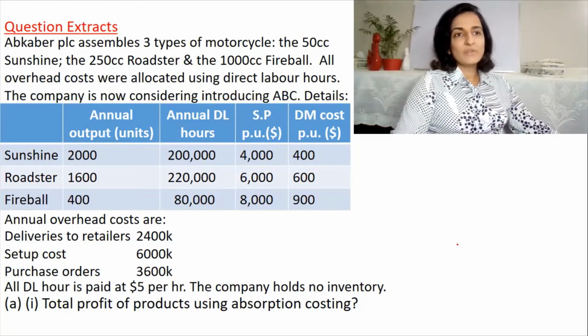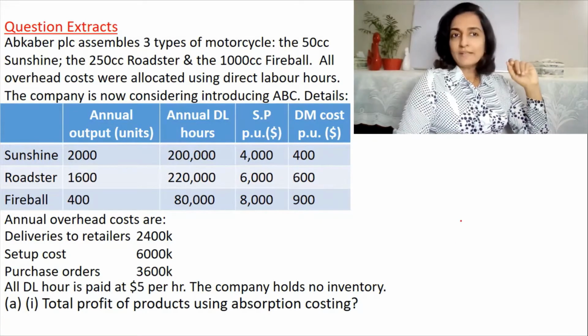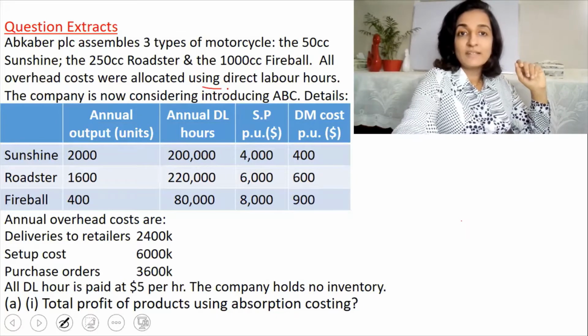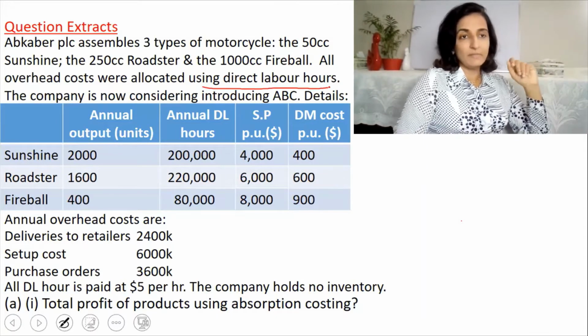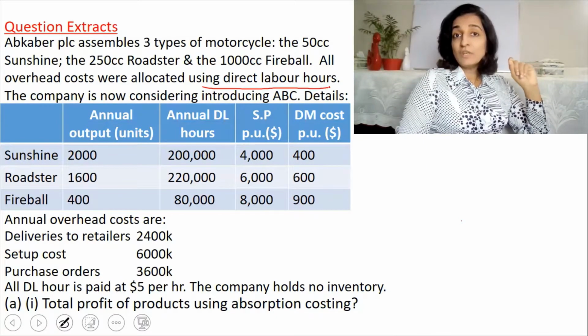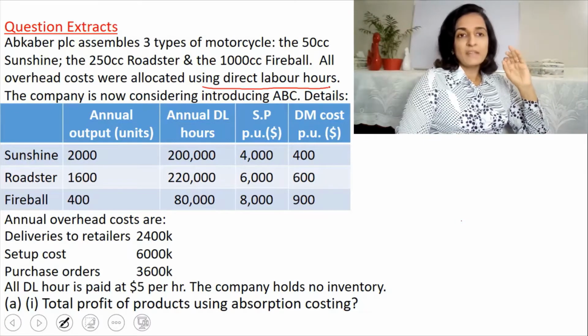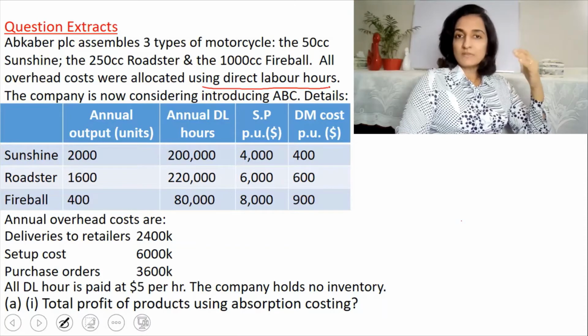So with this idea in mind, let's tackle the question. So this is the question extract. Abkaber Plc assembles three types of motorcycles, the 50cc Sunshine, the 250cc Roadster, and the 1000cc Fireball. All overhead costs were allocated using direct labor hours. Very important. This is the method in which the overheads are going to be divided under absorption costing. The company is now considering introducing ABC.